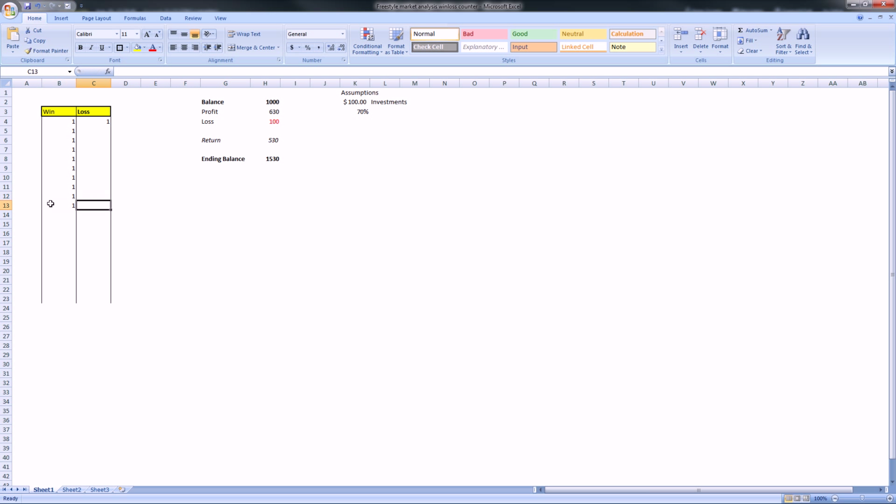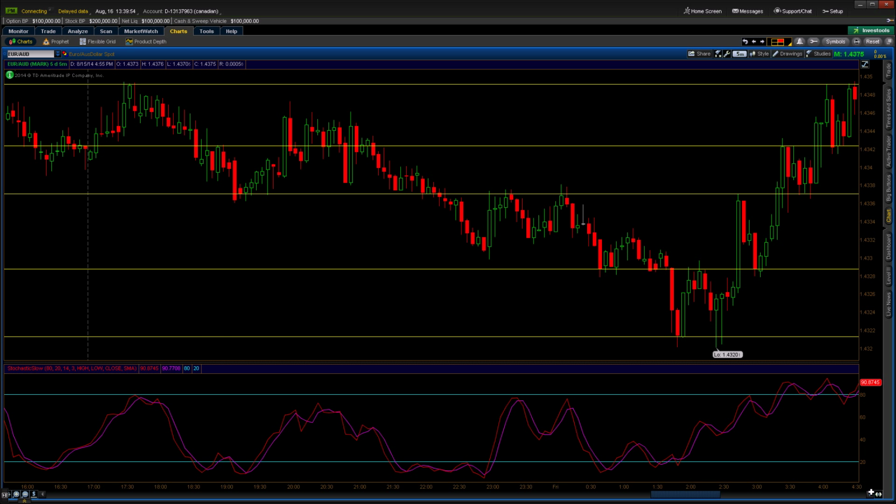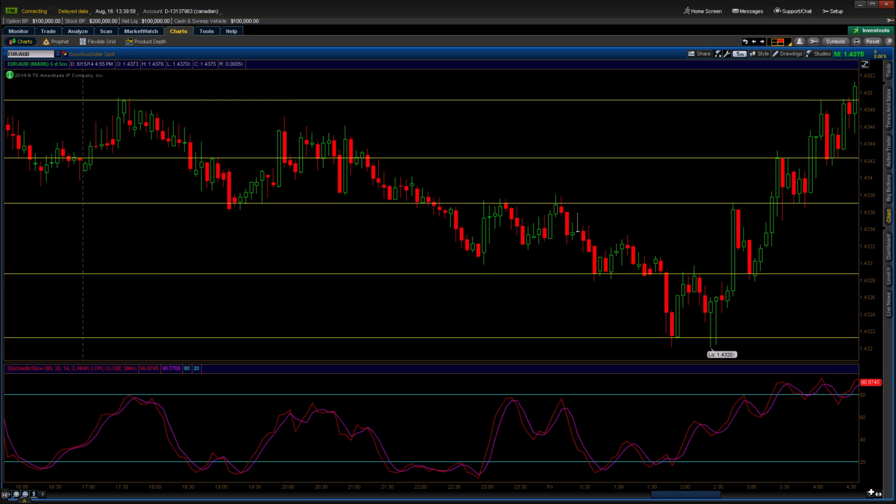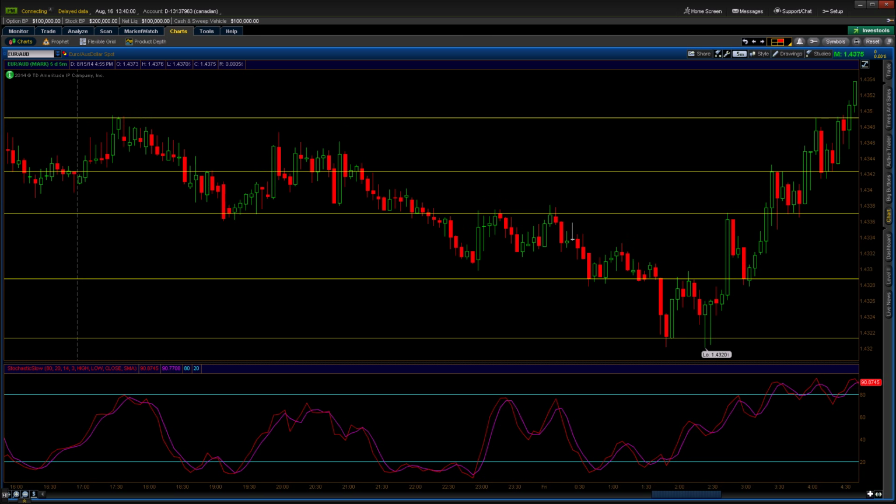Okay, so right now we're at 10 and 1. Next up, let's see what happens. So it violates that line. Now what we're looking to see is if this starts coming back down again, we're going to use this level as a potential area of new support. But let's see how it behaves.